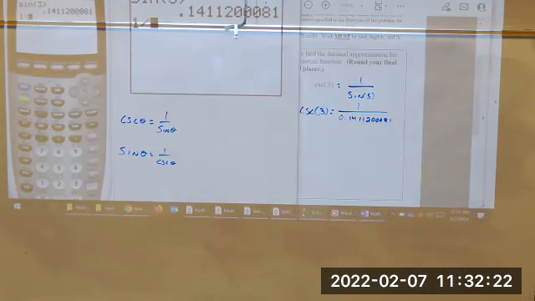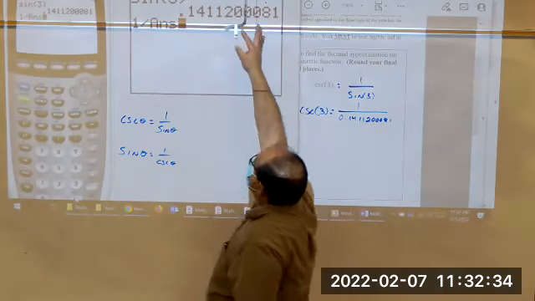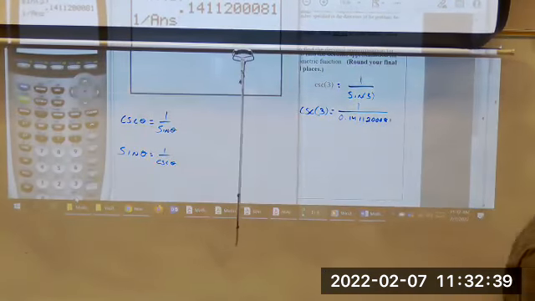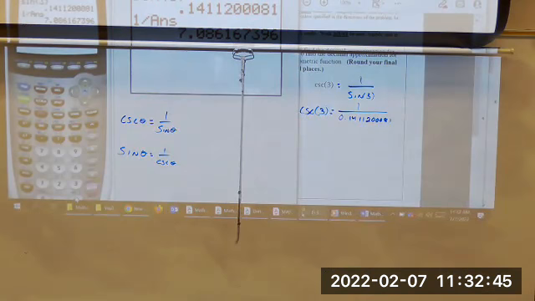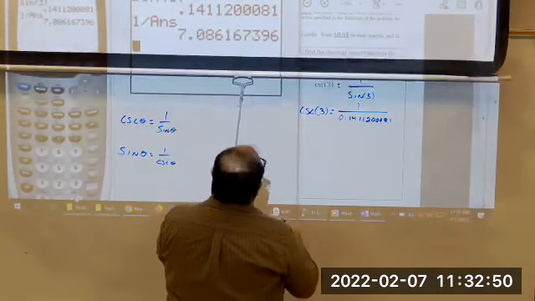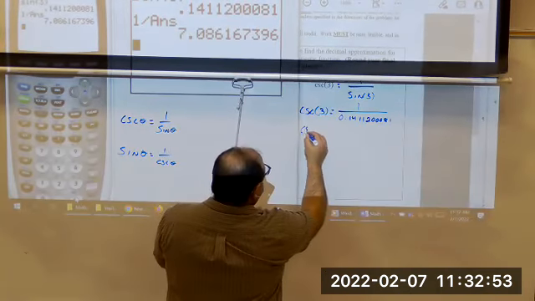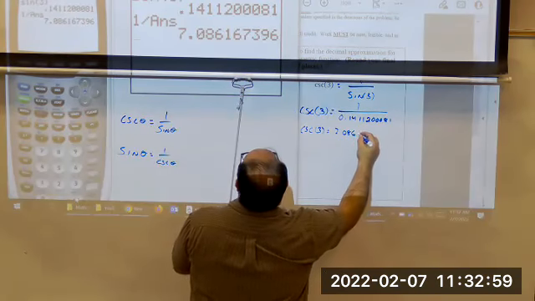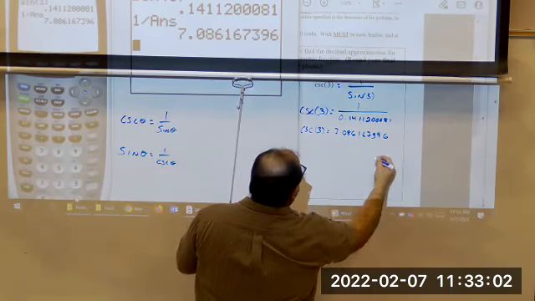I don't have to type in the answer. I can just go second and click on the negative sign, which gives me the last answer. So it's 1 divided by the last answer that was in the calculator, 0.14. And so the cosecant of 3 radians is 7.086167396.